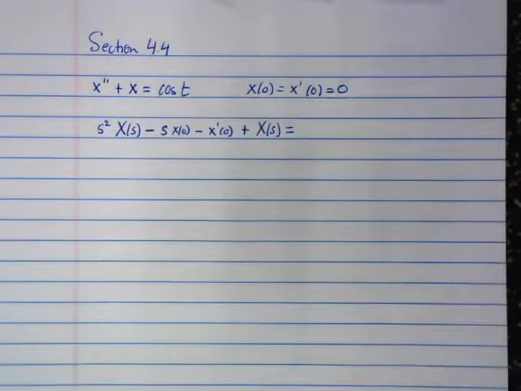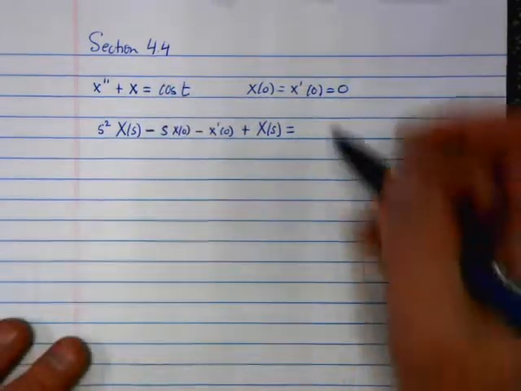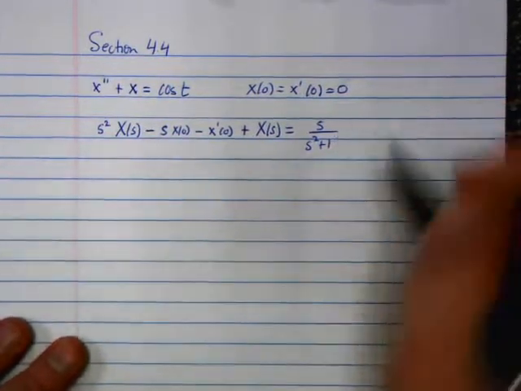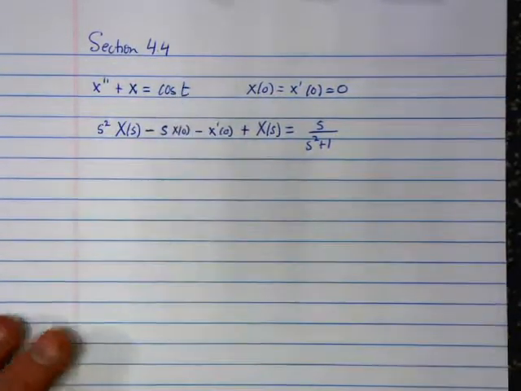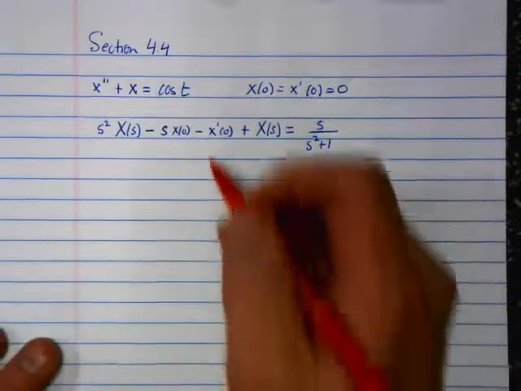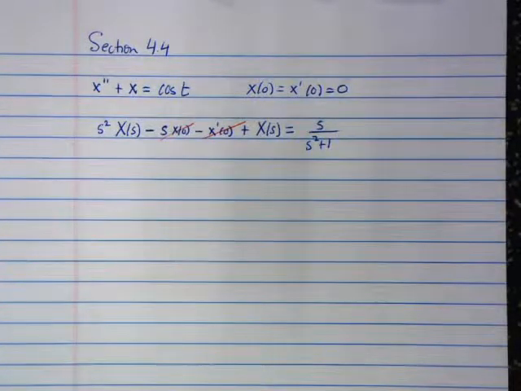equals the Laplace transform of cosine t, s over, and in this case k is the number 1. So it's s over s squared plus k squared, but k is the number 1. K is the number right there. All right, well, this one's not so bad because of our initial conditions. That one's 0, that one's 0, so those fall out.